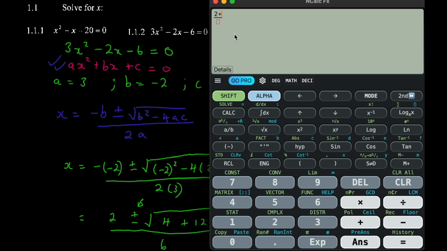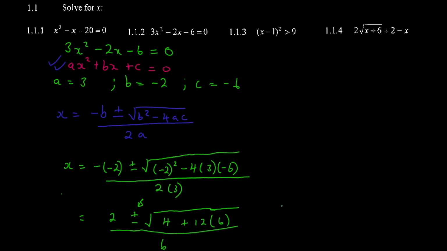So it'd be 2, then plus, then square root, this part here, and then we have 4. So I get 1.79. It says to 2 decimal places. So I'm going to say x is equal to 1.79, but this is a quadratic, so there's also a second value for x that we have to define.